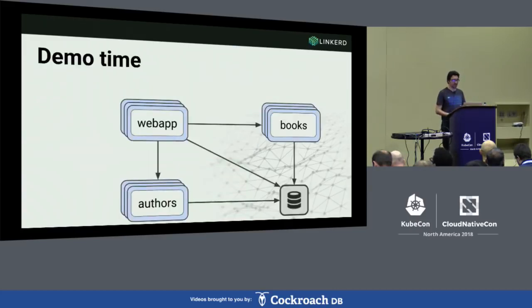So I'm going to attempt a bit of a demo. We've got a really basic app made of 3 microservices. It's intended for managing your bookshelf. So you've got a front-end web app, and you've got a book service behind it and an author service behind it also. They're talking to a MySQL database. Each of the 3 microservices has 3 replicas, and we'll see how they all interact.